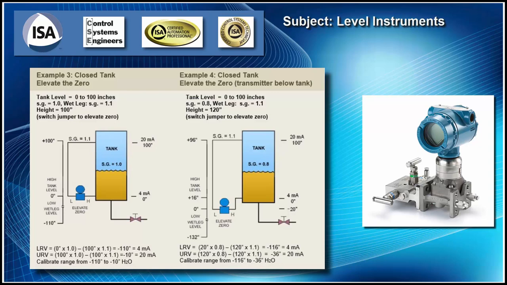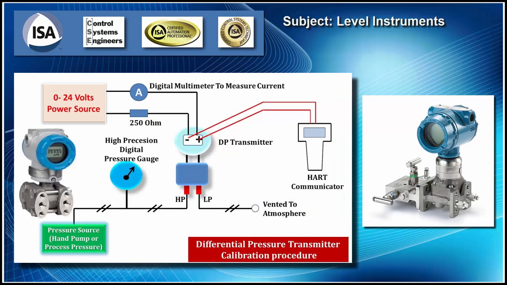Then we vent it off, and then we pump it back up to 36 inches on the low side. And then we hit our upper range value, 20 milliamps for the span. And this is what will give you your span of positive 80 inches. The transmitter on the 3051, it'll handle this by itself and give you the positive 80. But if you're using like a Rosemount 1151, you actually have to go into the back and take the jumper off and put it on elevate zero.